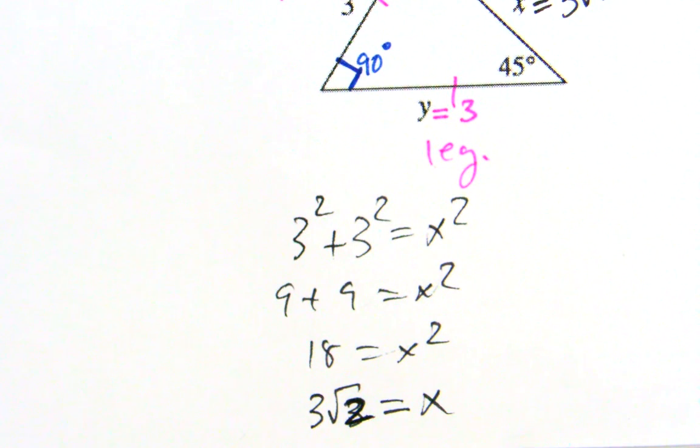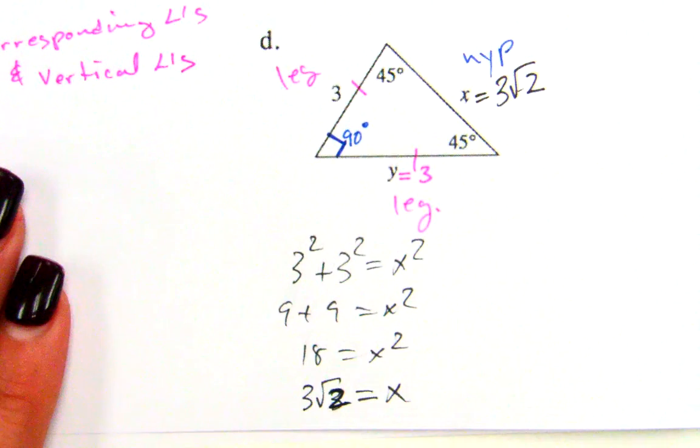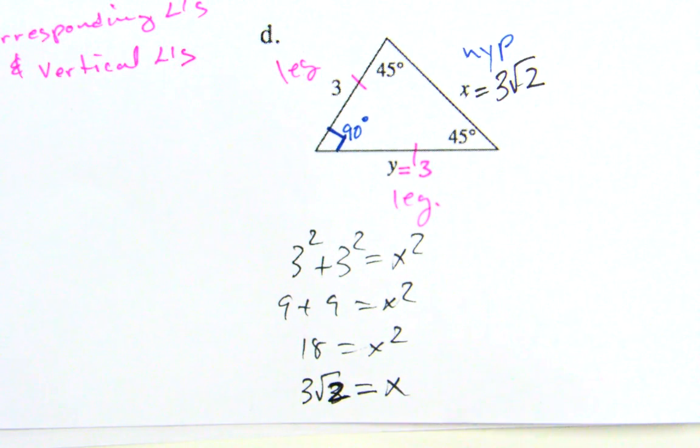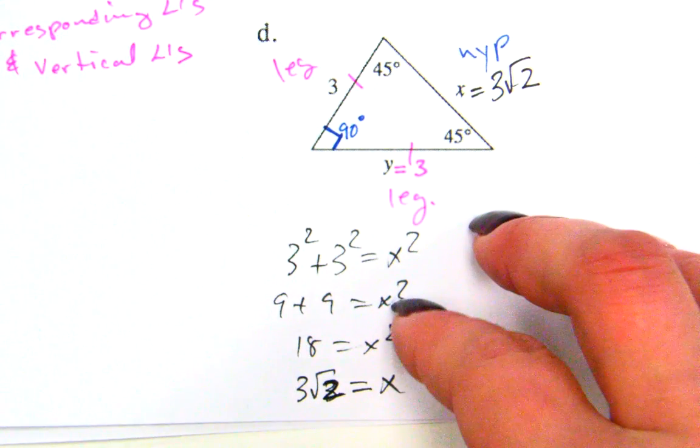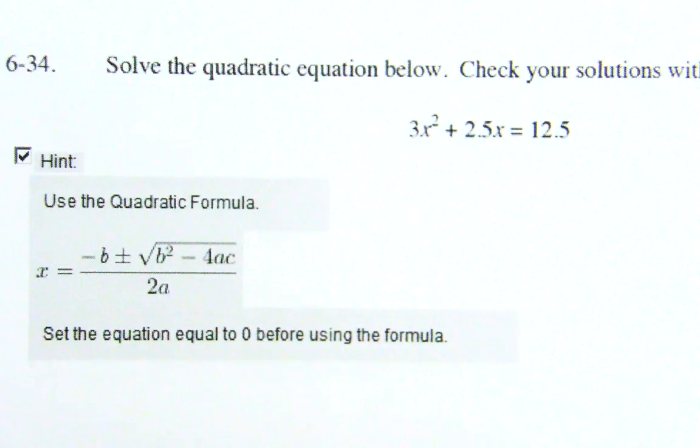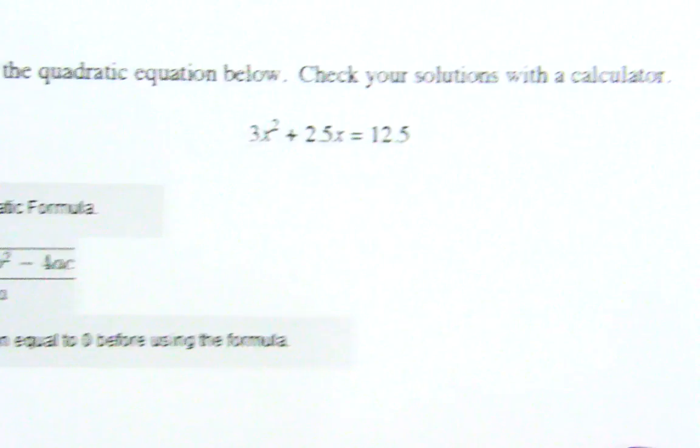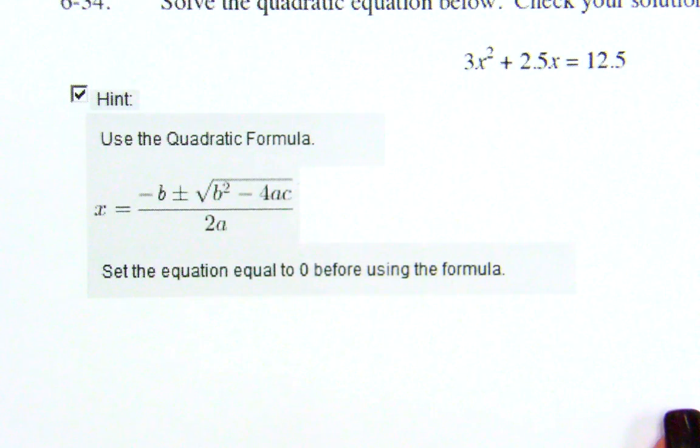Now we're going to go on to number... Sorry, I should probably zoom out. That was 33. So that was the end of that one. And then 34. Solve the quadratic equation below. Check your solutions with the calculator. Okay. And then hint, use the quadratic formula.